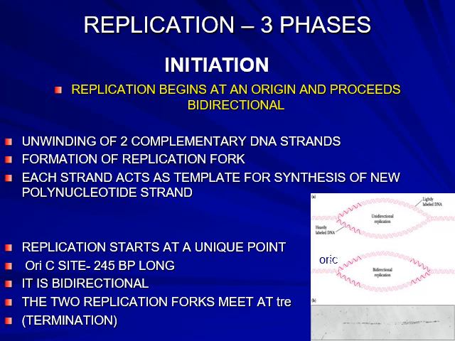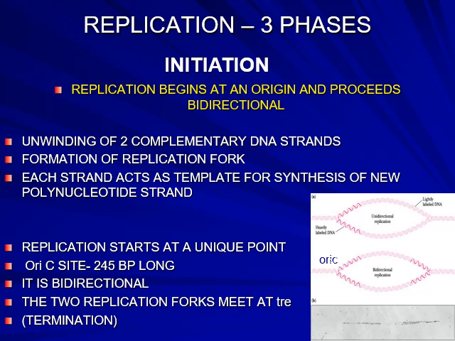Now let's look at the three phases of replication. The first phase is initiation. The replication begins at an origin and proceeds in both directions, so it's bidirectional. So what are the steps? We have the unwinding of the two complementary DNA strands, and the formation of a fork-like structure which is known as the replication fork. Each parental strand will then act as a template for production of a new polynucleotide strand.